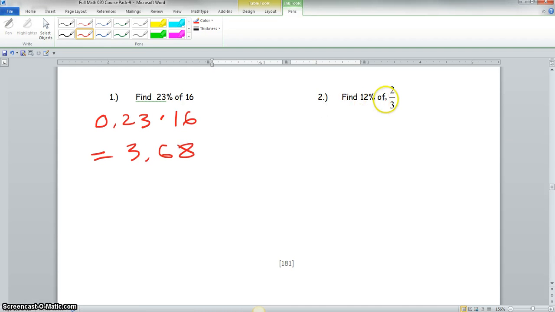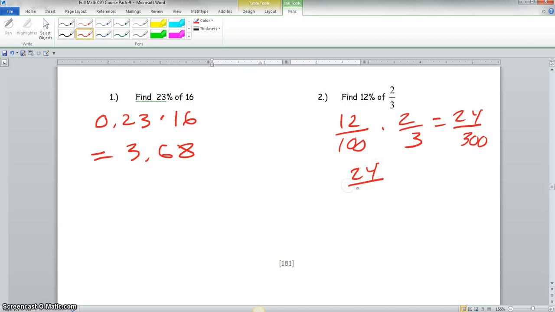Now we have 2. It says find 12% of 2/3. Now we could write this as a fraction. Since this is a fraction, we'll take 12 over 100 times 2/3. Now 12 times 2 we know is 24, and 100 times 3 is 300. Now 24 and 300 both have 4 in common. Actually, they have 12 in common. 24 divided by 12 is 2, and then 300 divided by 12 is 25. So our final answer here is 2 over 25.